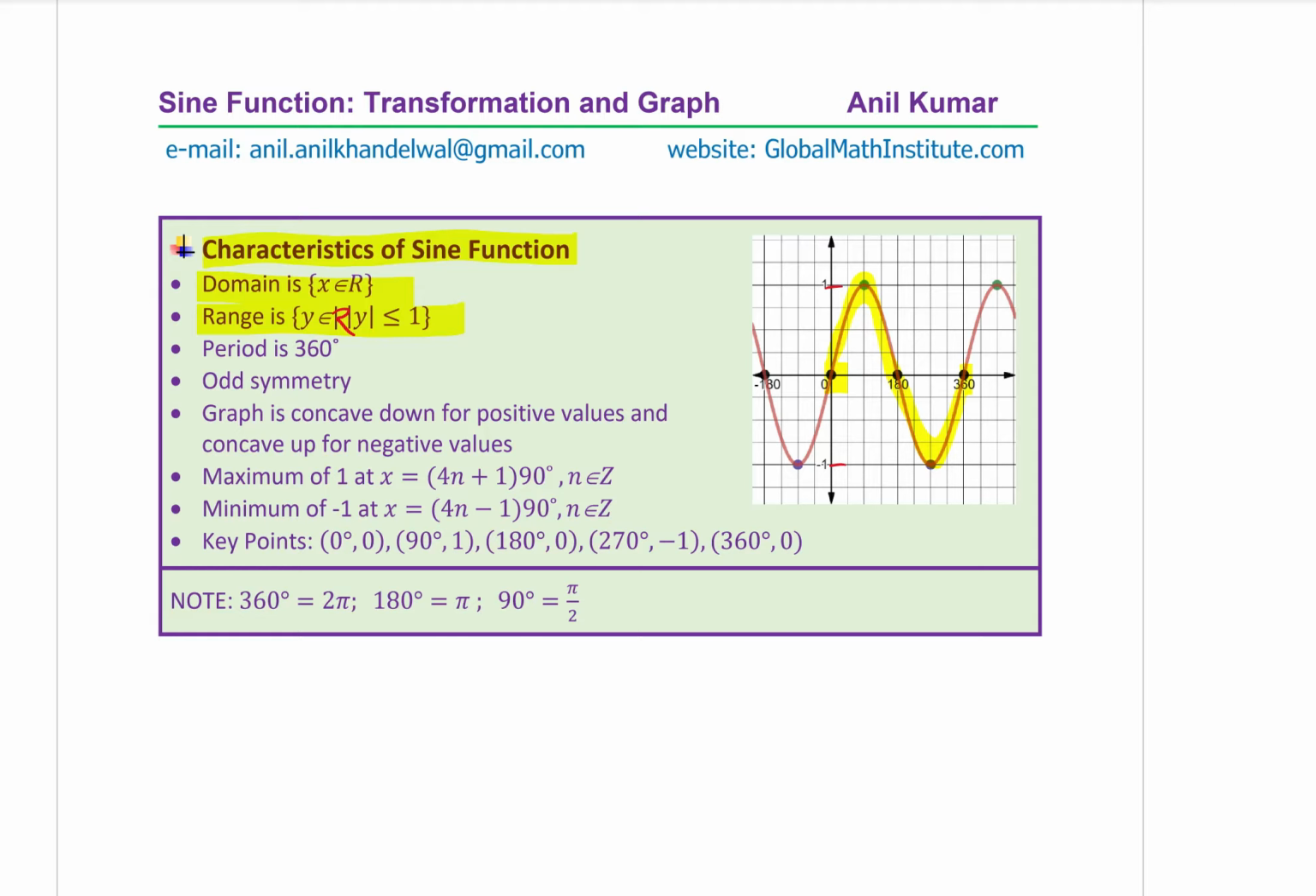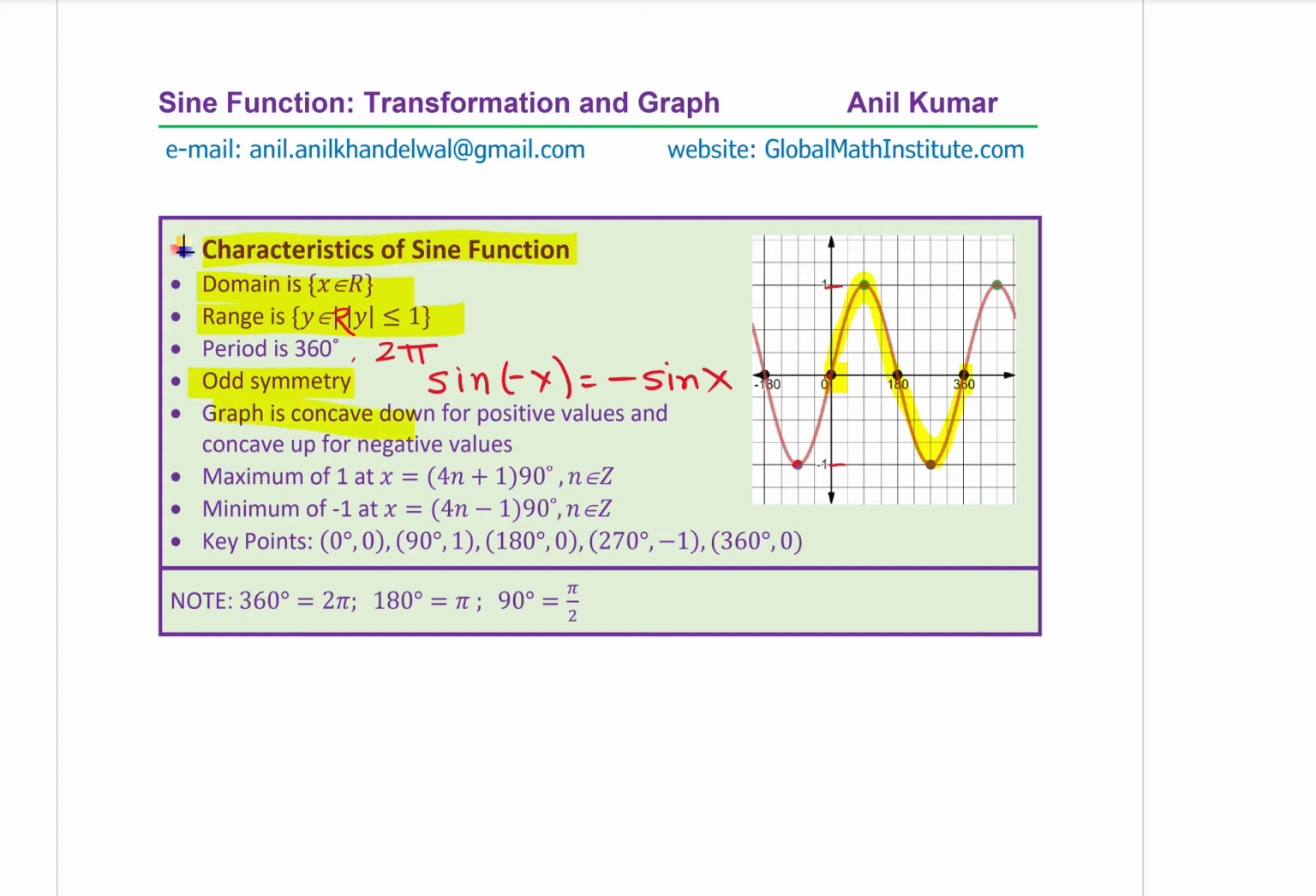Period of one cycle is 360 degrees. If you're working in radians, you can say 2 pi radians. The graph has odd symmetry, so we do have points. Sine of minus x is basically equal to minus sine x. That is what it means by odd symmetry, correct?